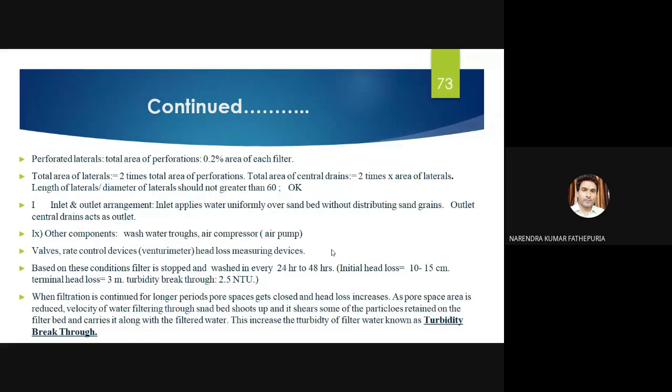As I told you at the bottom, you are going to provide perforated laterals. The total area of the perforations should be 0.2% of the area of each filter. The total area of the laterals you have to provide is 2 times the total area of the perforations. These are the standard estimations that you have to take.